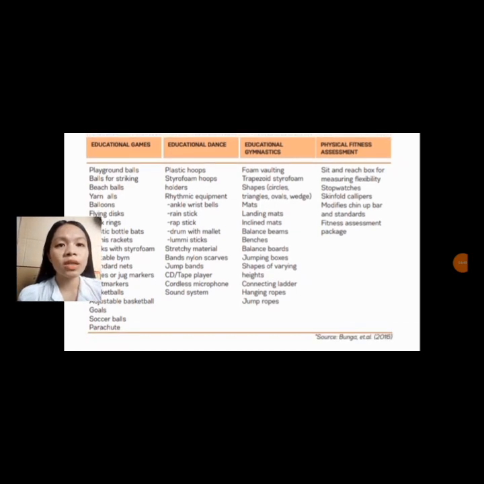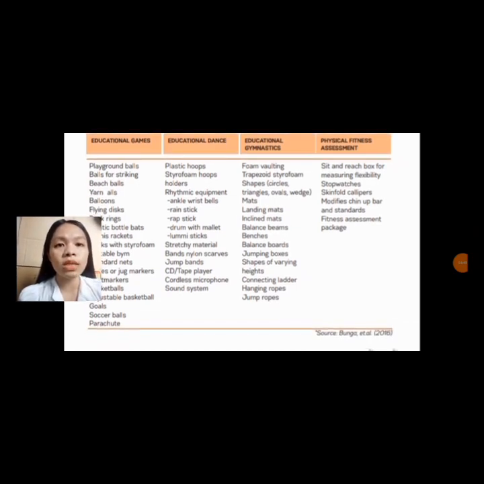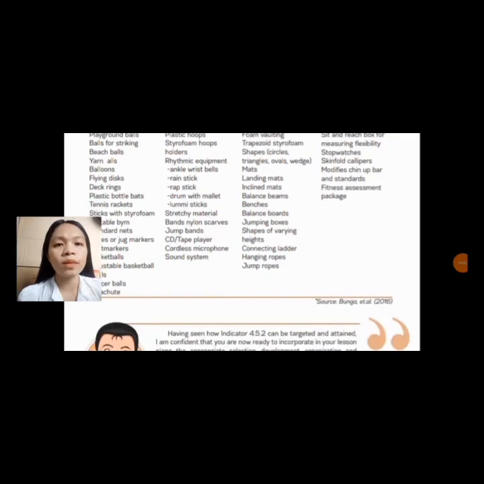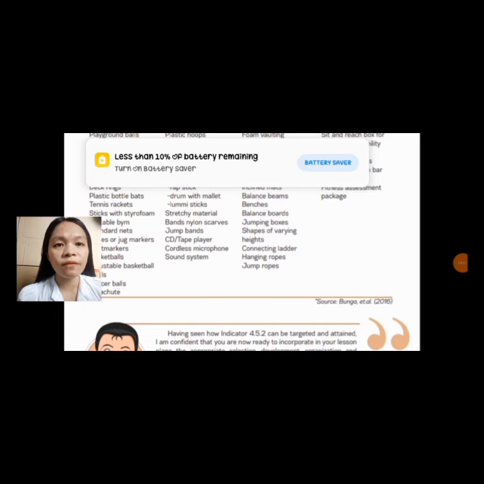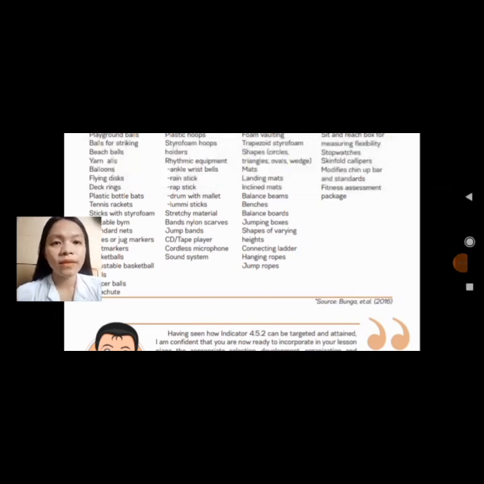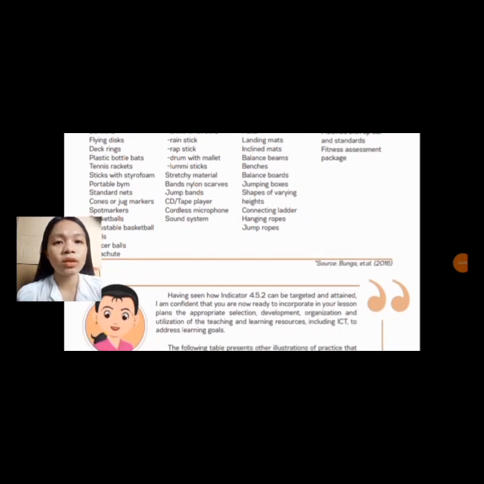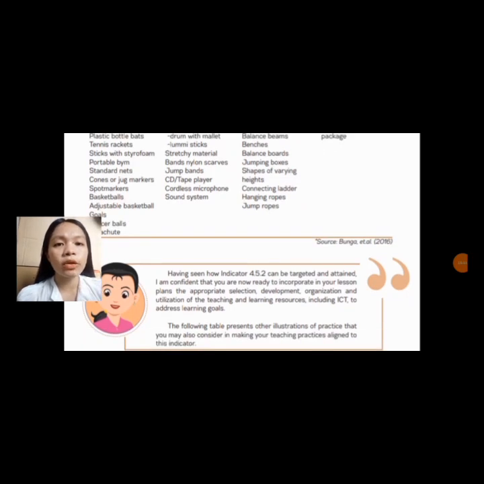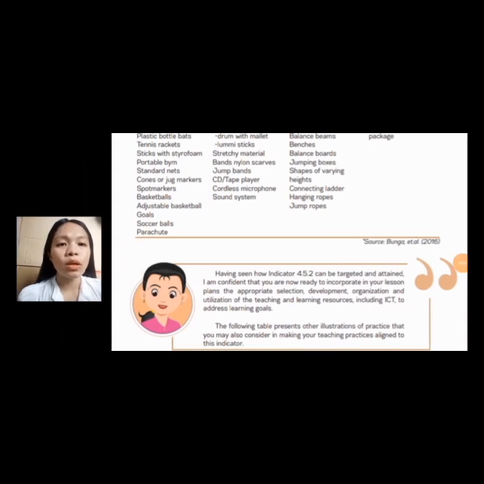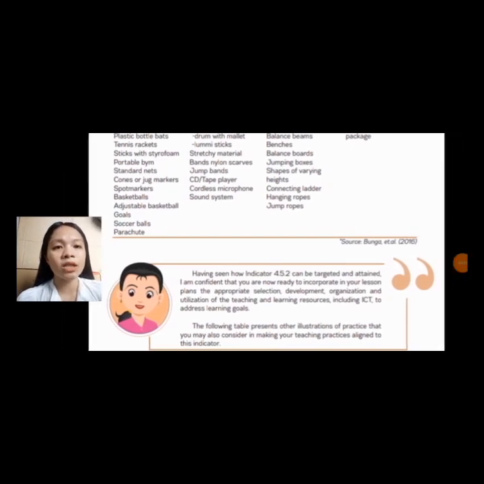So for educational games: playground balls, balls for striking, beach balls, yarn balls, balloons, flying discs, deck rings, plastic bottle bats, tennis rackets, strings with styrofoam, portable beams, standard nets, cones or jack markers, sport markers, basketball, football, adjustable basketball goals, soccer balls, parachute.